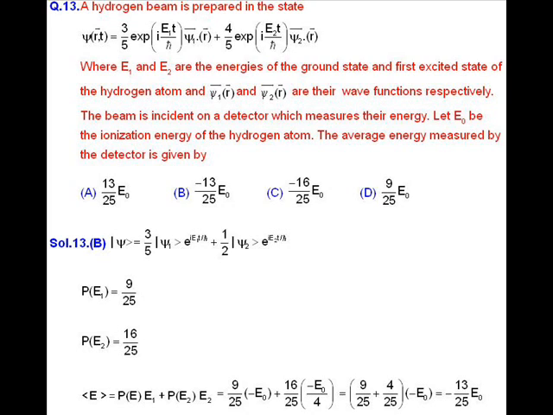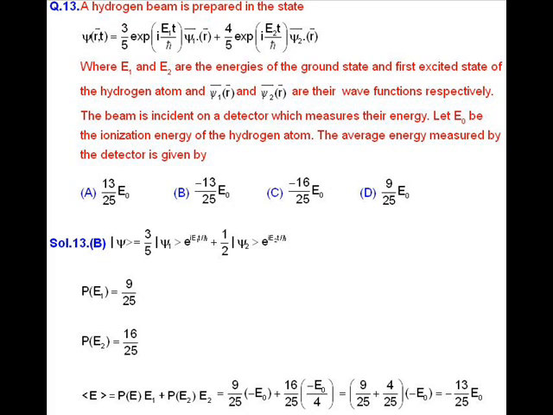We know that for the hydrogen atom, energy E equals minus 13.6 divided by n square electron volt, and in the question it is given that E naught is the ionization energy of the hydrogen atom. Or we can say that the energy of the hydrogen atom En equals minus E naught upon n square. So according to the wave function, psi equals 3 by 5 psi 1 e to the power iota E1 t upon h cut plus 4 by 5 psi 2 e to the power iota E2 t upon h cut.